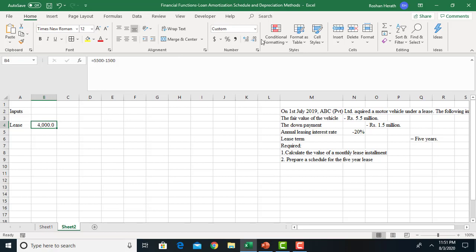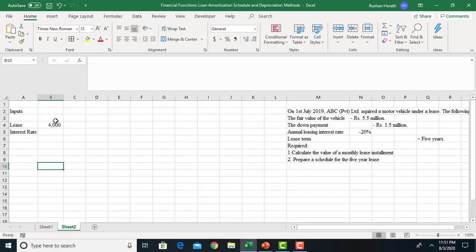So let's take the things in thousands, and then you can take the interest rate. You can extract that interest rate, which would be of use. The interest rate is going to be 20% per annum, and the lease term that you had negotiated is 5 years. Then accordingly you've been asked to calculate the monthly lease installment.